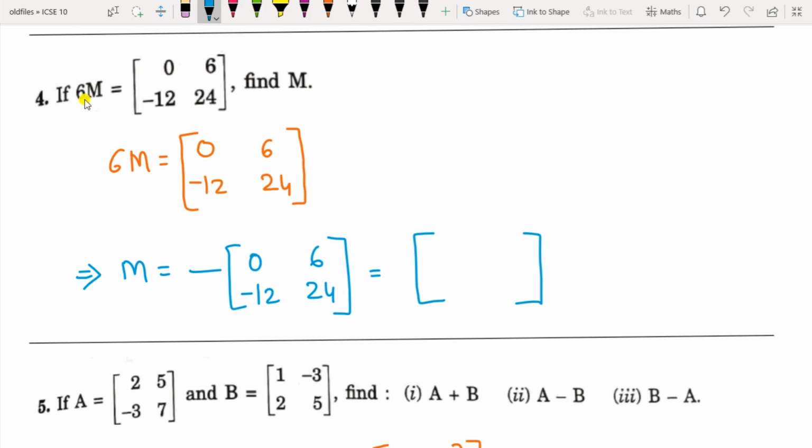It is given 6M equals this matrix. You have to find the value of M here. If you want to find the value of M, you have to bring 6 to the other side, so it will be division, which means you multiply by 1 by 6. So M equals 1 by 6 of this matrix. Divide each term by 6, or multiply each term by 1 by 6. So 1 by 6 times 0 is 0, 1 by 6 times 6 is 1, 1 by 6 times minus 12 is minus 2, and 1 by 6 times 24 is 4.